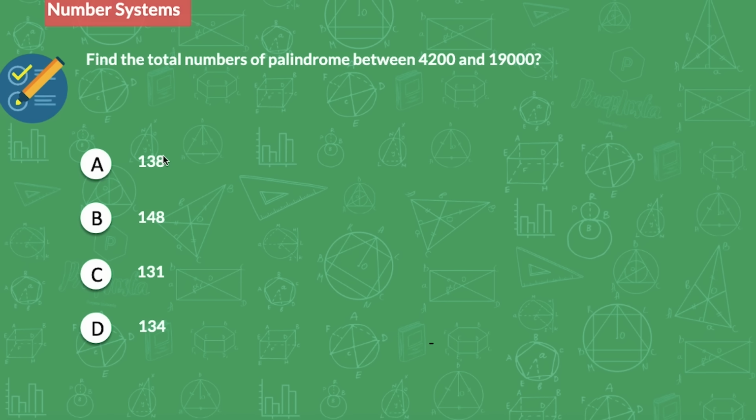To just give you a hint, what is a palindrome? A palindrome is a number which is the same when you read it from the left hand side or the right hand side. For example, 4004. That is 4004 from both the left hand side and the right hand side. So we have to find the total number of palindromes between 4200 and 19,000. Take your time. I'm giving you 60 seconds for this particular question, and your timer starts now.